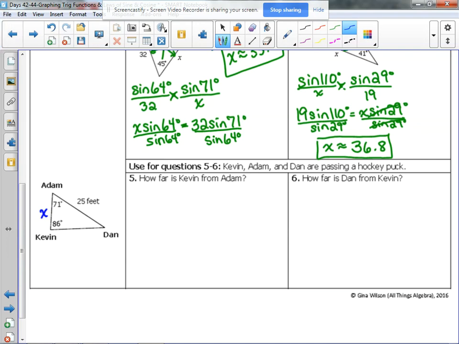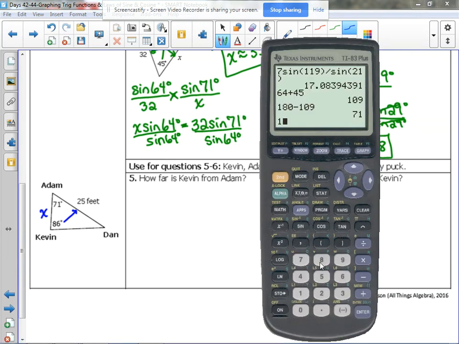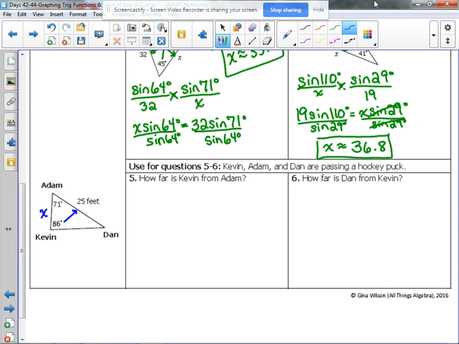So let's look at what we've got. 86 degrees is opposite of the 25 feet. 71 degrees is the leg from Kevin to Dan, not from Adam to Kevin. So we've got to figure out what that angle is. 180 minus 71 minus 86. So we've got 23 degrees right here at Dan. So now we can set up our law of sines. Sine of 86 degrees over 25 is equal to the sine of 23 over x.